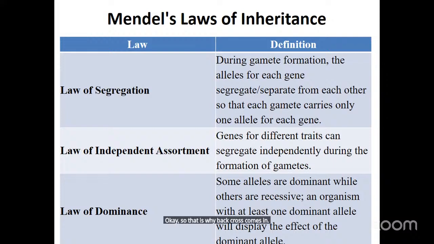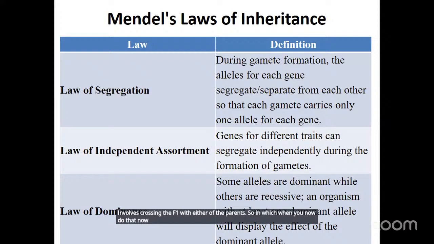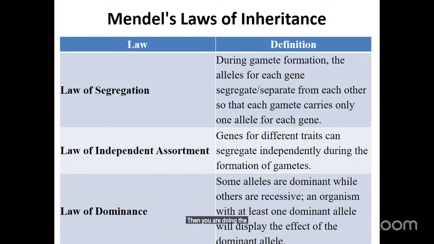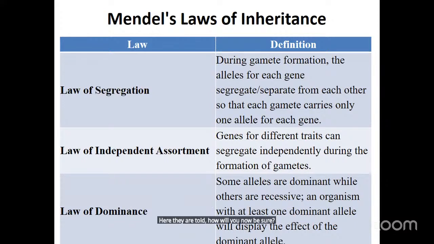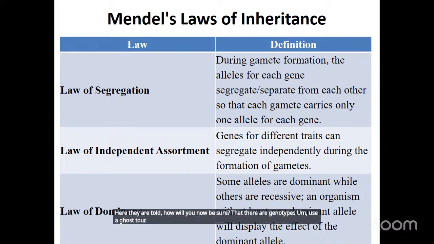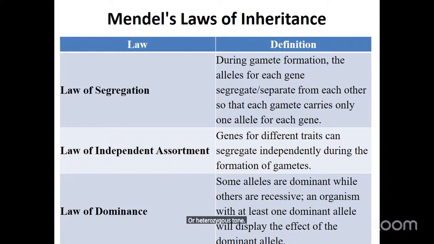Your backcross involves crossing the F1 with either of the parents. When you do that with the recessive parent, then you are doing the test cross. You may want to know that these our F1 are all tall. If they are tall, how will you be sure whether their genotypes are homozygous tall or heterozygous tall? Or how many are heterozygous, how many are homozygous? That is when you have to do the test cross.